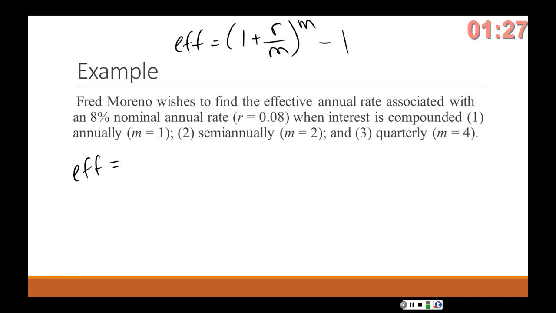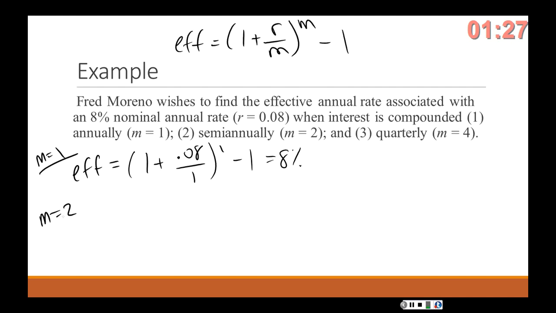So here if we're looking at annually, the effective rate is equal to 1 plus the stated rate divided by the number of compounding periods per year, raised to the number of compounding periods per year, minus 1. So it's 8%. Anytime the interest is compounded annually, where m is equal to 1, the effective rate and the nominal rate are equal to one another.